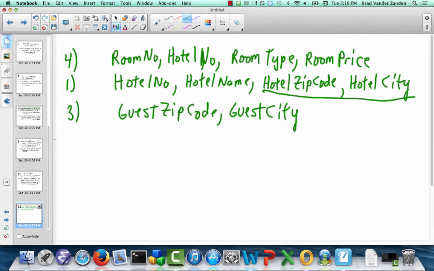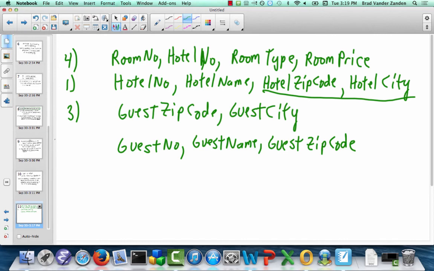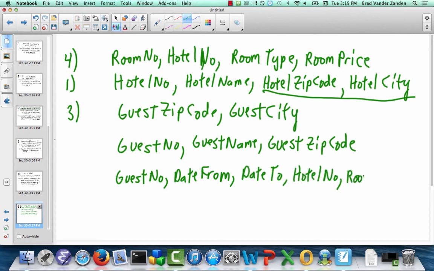Okay, and now our other ones are coming down. So now the one we had just created becomes just guest number and guest name and guest zip code, because we eliminate guest city from it, and the original parent one now just becomes guest number and date from. And everything that's in number 6, so that included date 2, I believe, room number and hotel number, if I'm not mistaken. So that is what's left in the original parent relation.